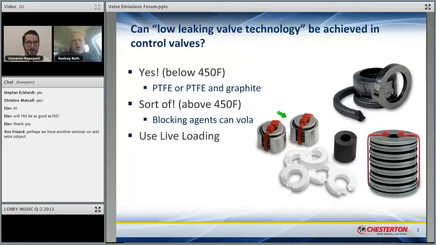Yeah, so if you don't know the basic principle of live loading, it's that typically when you're using a bolt to load a set of packing, the thing that actually loads it is the bolt stretch. So that's really what a bolt being tight is, that bolt stretch.